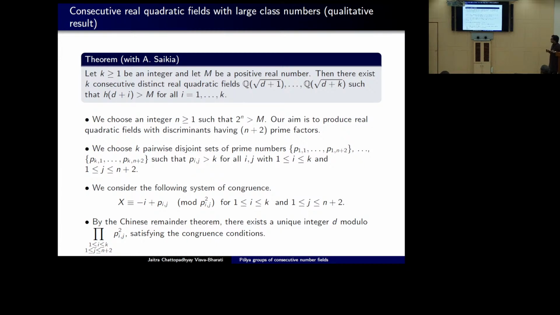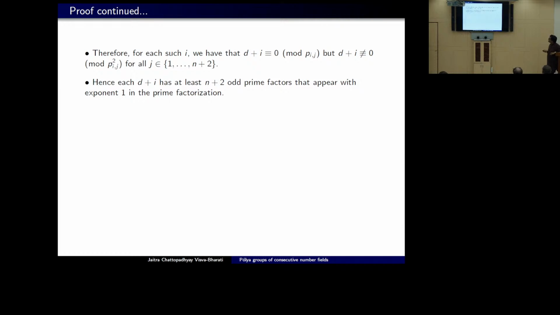Now what is the feature of this integer d? That d satisfies all these individual congruences. It means d+i is divisible by p_{i,j} but not divisible by p_{i,j} squared. That means whenever we take the square root of d+i, p_{i,j} will remain. So at least n+2 prime factors are appearing there with exponent 1. So all these quadratic fields Q(square root of d+i) will have n+2 odd prime factors appearing in exponent 1. So all of them will contribute something to the order of the Polya group, and it will be at least 2 to the power n, which is assumed to be bigger than m. So all of their Polya numbers are bigger than m.